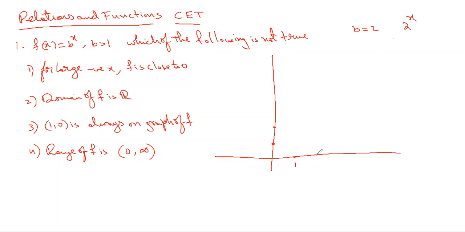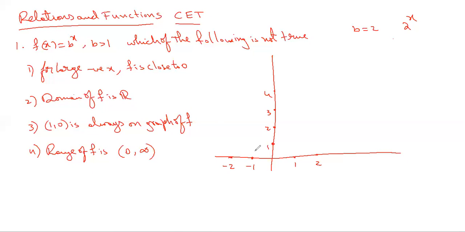2 power 1 will be 2. 2 power 2 will be 4. So let us accommodate these 1, 2, 3, 4 numbers on the y-axis, and then 1, 2 is enough here. And then minus 1 also we need, because 2 power minus 1 is half. 2 power minus 2 is 1 by 4. So 2 power minus 1 is half.